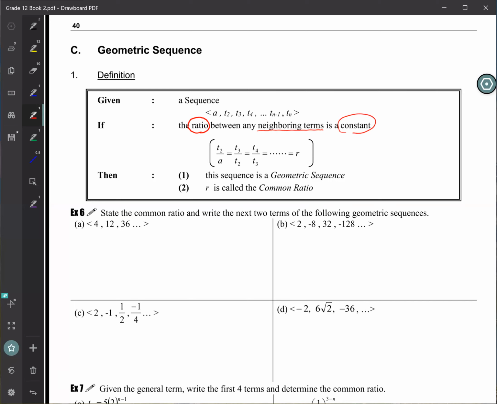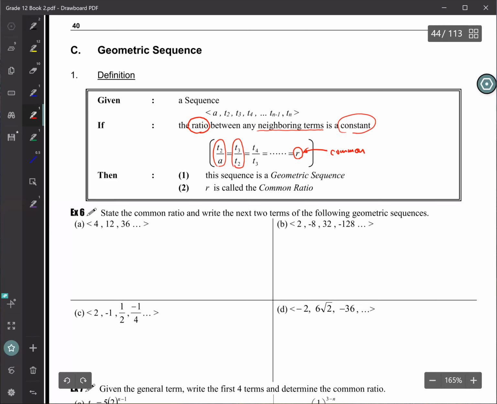So to find the ratio, you take the second term divided by the first term. Over here, second term over first term, or the third term over the second term, and so on. All those are next to each other. And if they are all the same, all equal to r, then that r is called the common ratio.